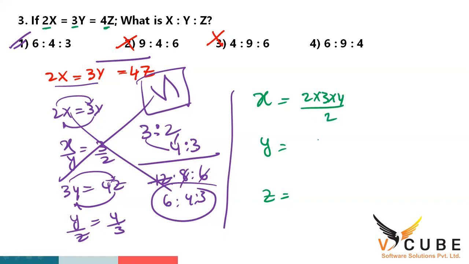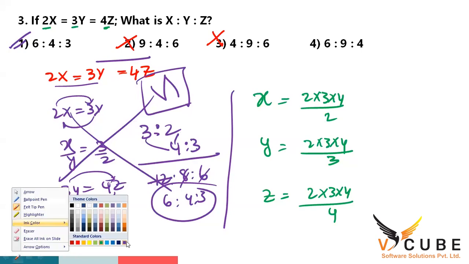Right, x value is how much? 2. And 2 into 3 into 4 by y value is how much? 3. 2 into 3 into 4 by, so z value is how much? 4. So let me calculate, guys, here.